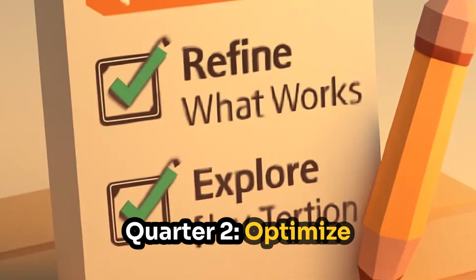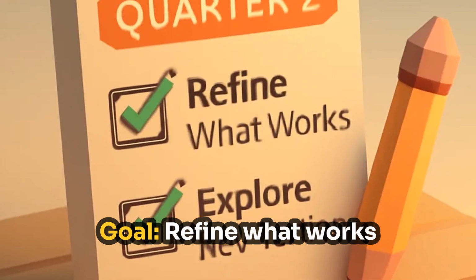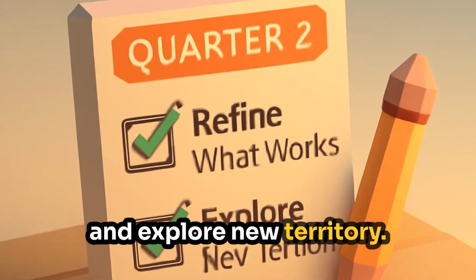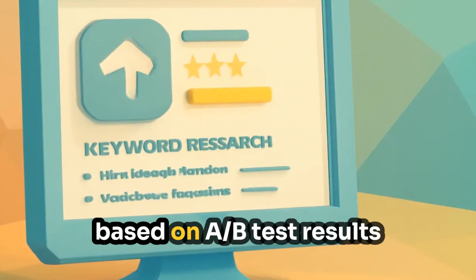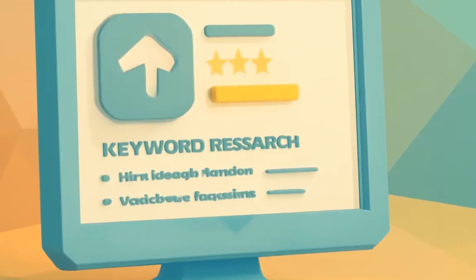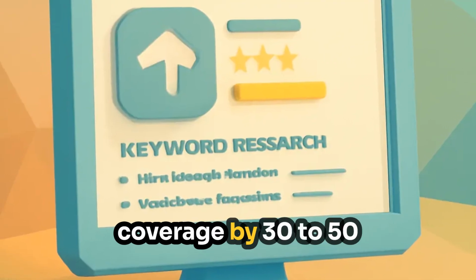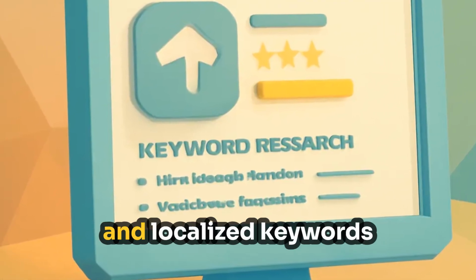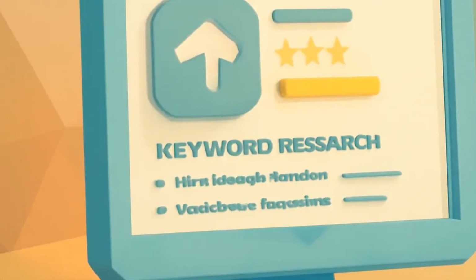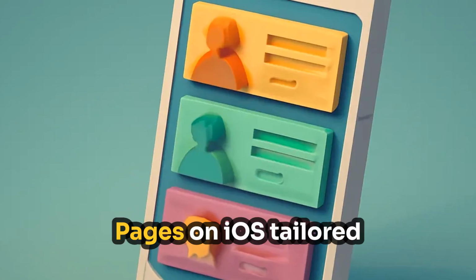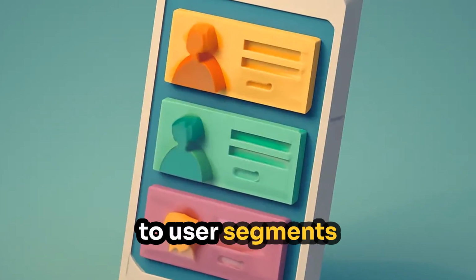Quarter 2. Optimize and expand. Goal: refine what works and explore new territory. Update your listing based on A/B test results. Expand your keyword coverage by 30 to 50% with long-tail and localized keywords. Launch custom product pages on iOS tailored to user segments.